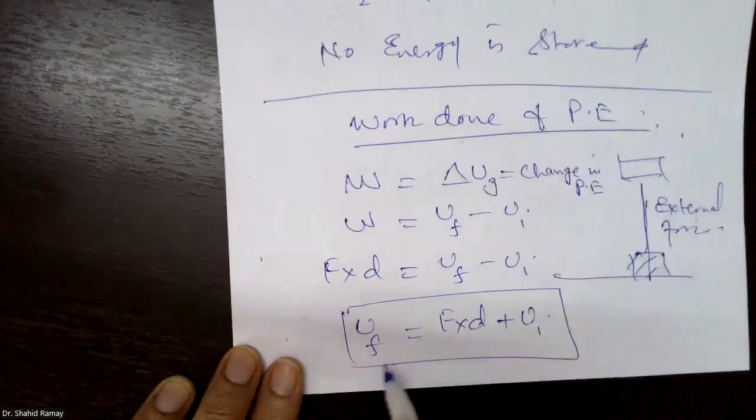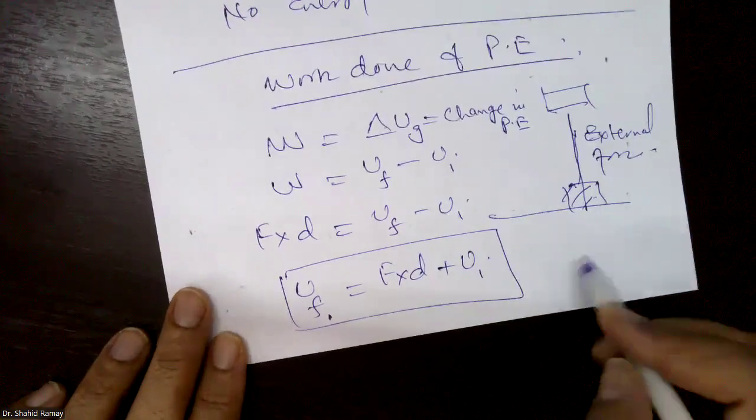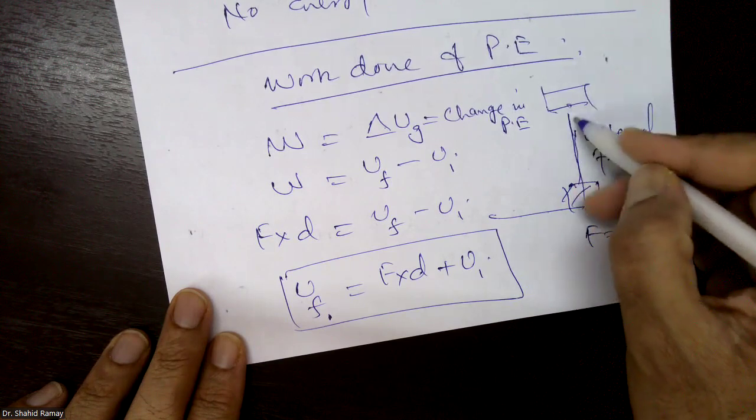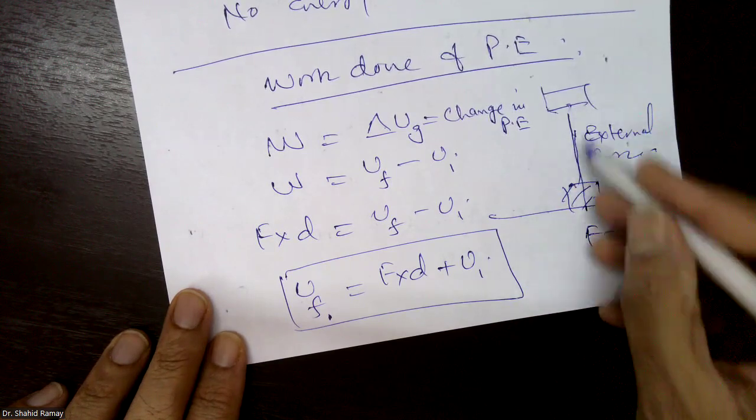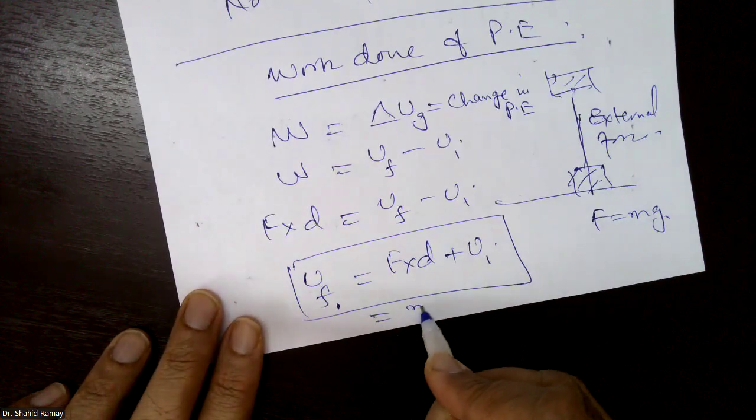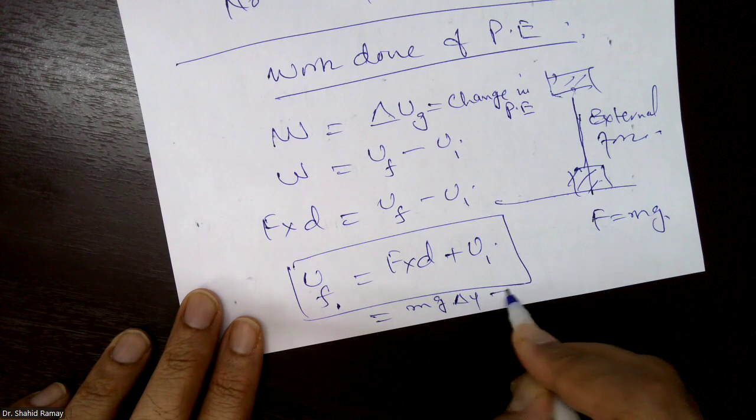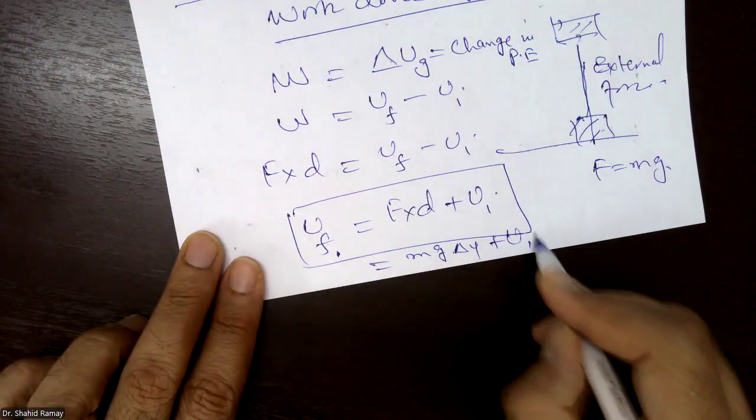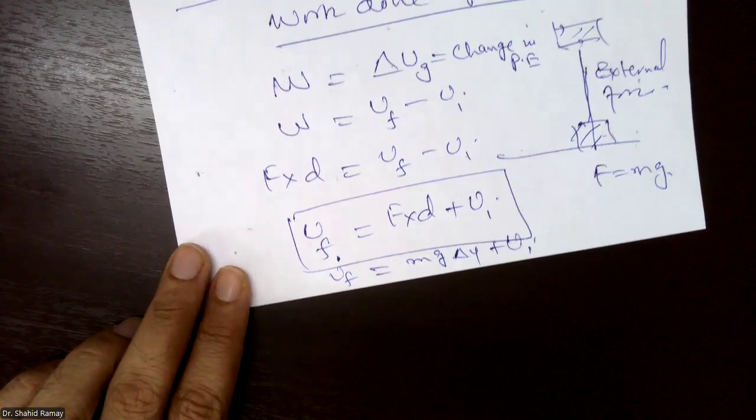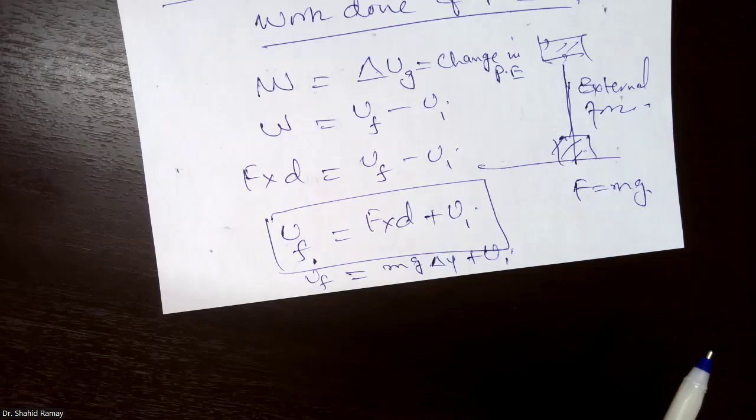So you can write this equation in this form, or you can write F is equal to mg here, because the force is the weight, in this case, the weight of this block. So you can write mg, and instead of d, you can write delta y plus Ui. So Uf is equal to mg delta y plus Ui. You can also write this one.